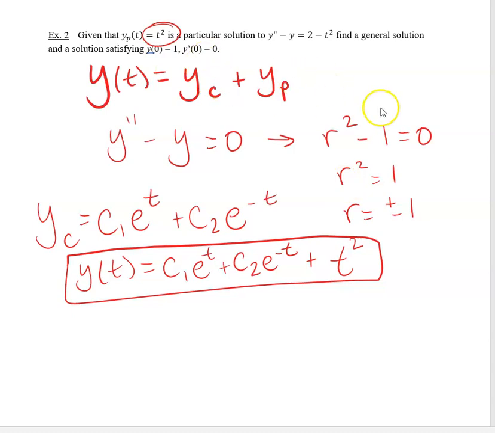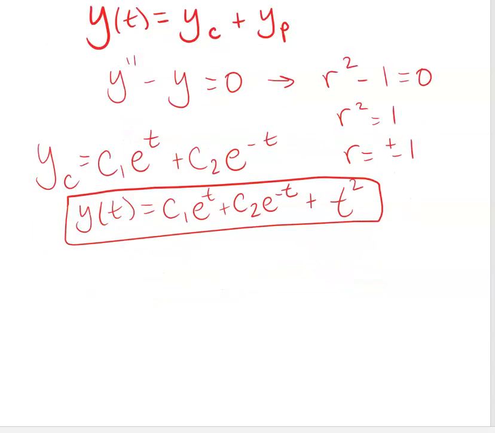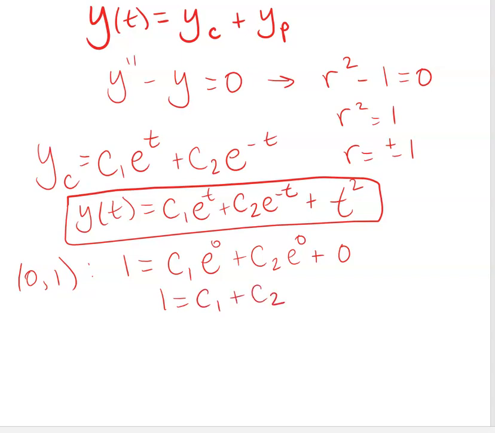Now let's use the initial condition information they told us. They told us that y of 0 is equal to 1. So we know that the original function is going to contain the point (0, 1). If we substitute that into the general solution, we wind up with 1 equals C1 e to the 0 plus C2 e to the 0 plus t squared, of course, is 0. So that means C1 plus C2 equals 1 is one equation.